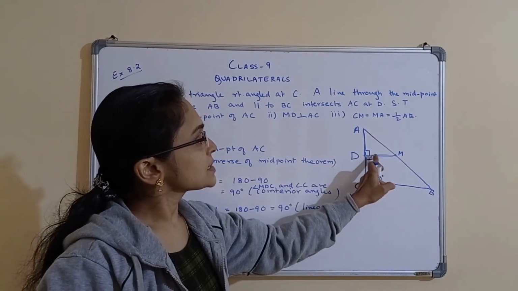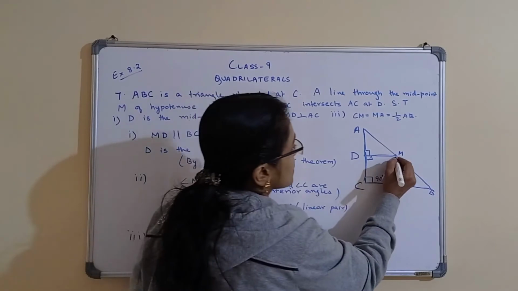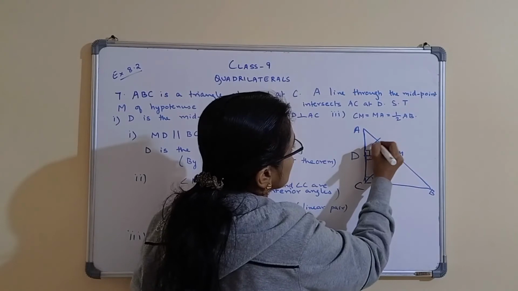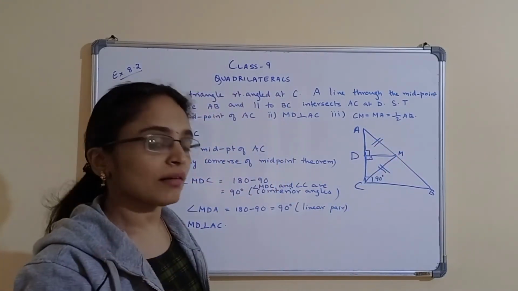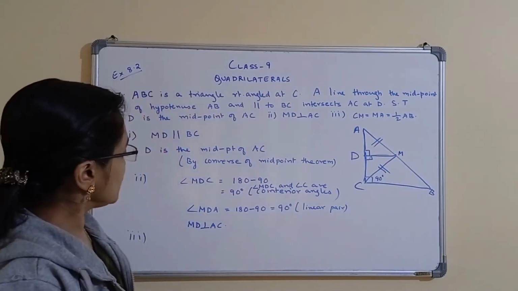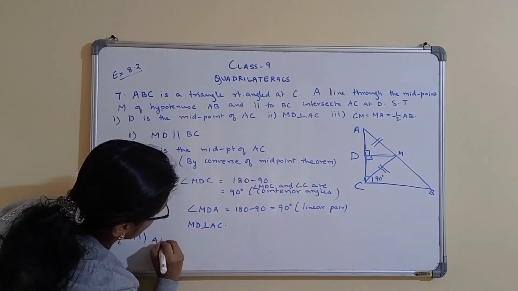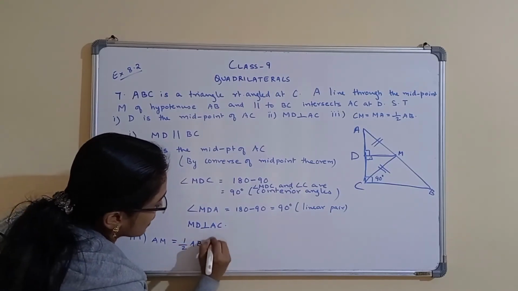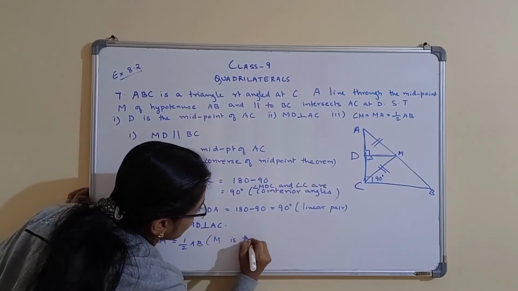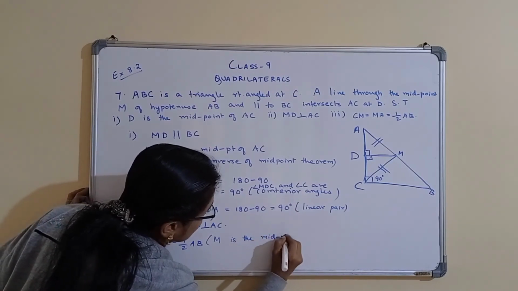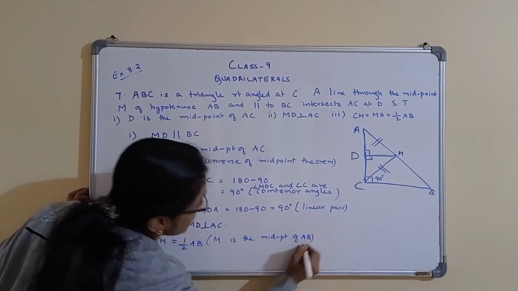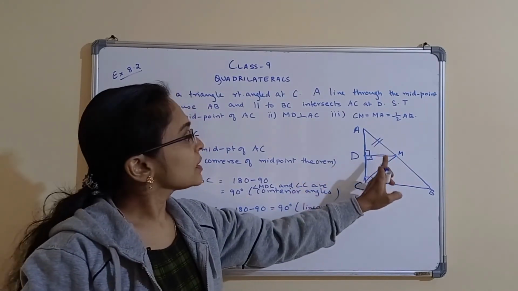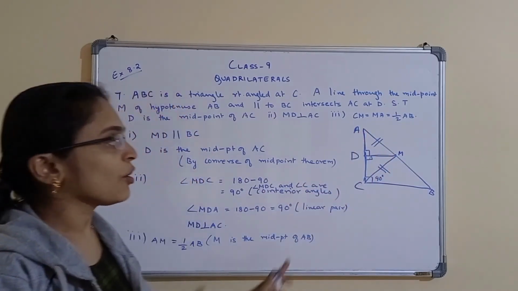Now third one, we have to prove that this CM is equal to MA is equal to half of AB. If we draw this CM, this CM is equal to MA and it is equal to half of AB. We have to prove that. We know that this AM, since M is the midpoint, AM is equal to half of AB. M is the midpoint of AB. Right? So just we have to prove that the CM is equal to AM, or MA.